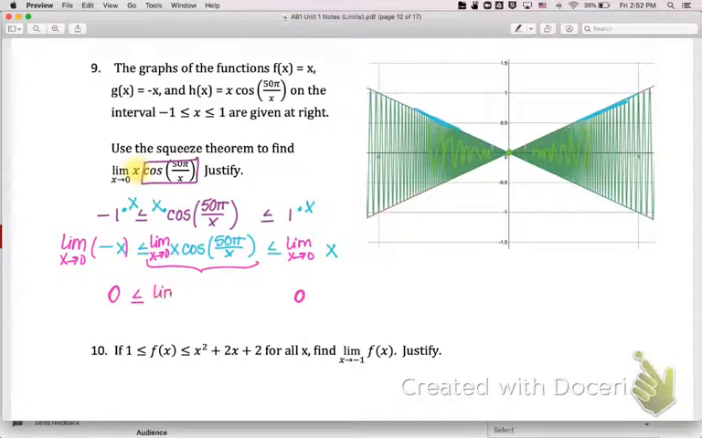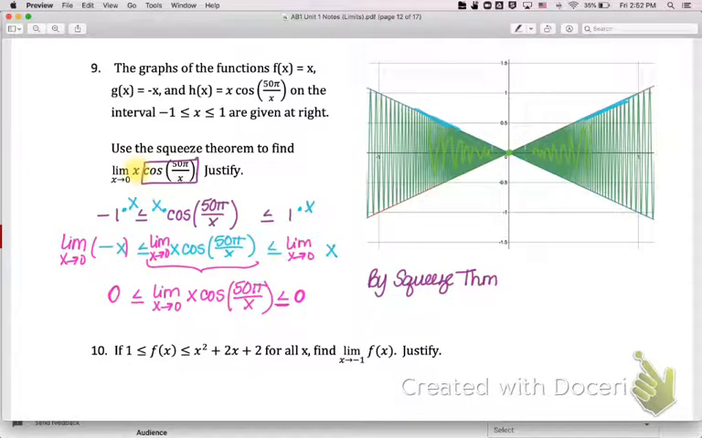So here's what I now know. 0 has to be less than or equal to the limit as x approaches 0 of x cosine 50 pi over x, which is the thing we were trying to figure out, and that must be less than or equal to 0. Therefore, the only value that makes sense for the limit in between, we can now say by the squeeze theorem, sorry, I switched to cursive all of a sudden.